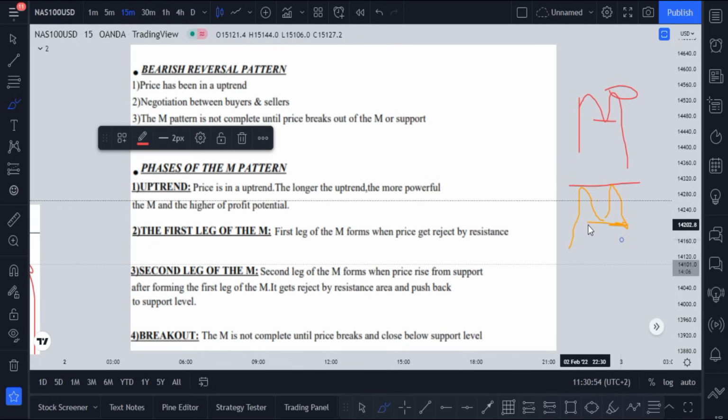So the support level is this level that we're having here, which we are calling the neckline, right? The price has to come through and break through that level before we can actually say the M pattern is complete. So once it breaks through that level and closes below it, then we can say the M pattern is actually complete, and we can start looking for entries into the market.